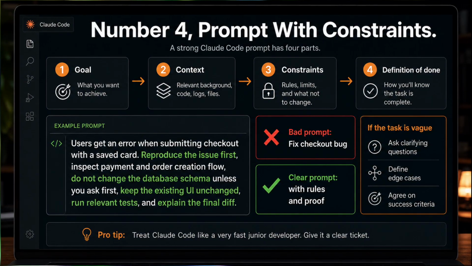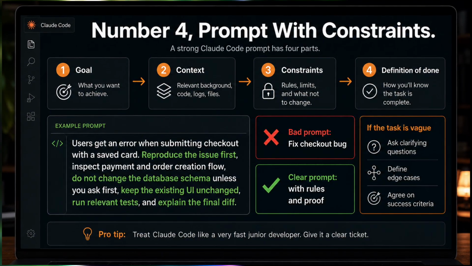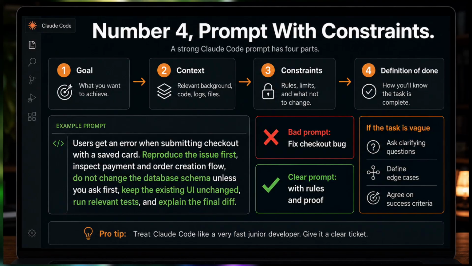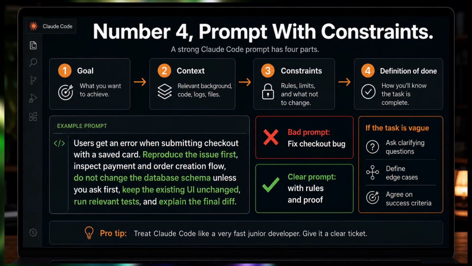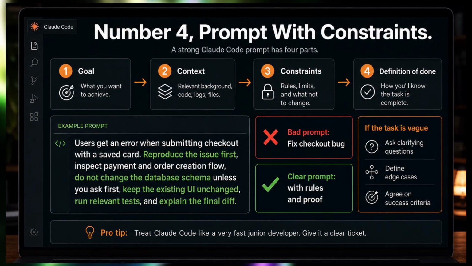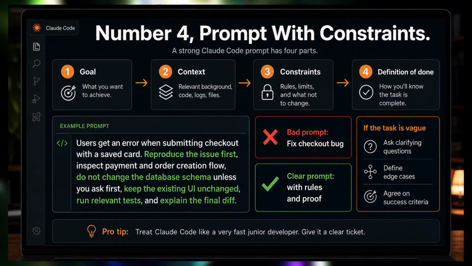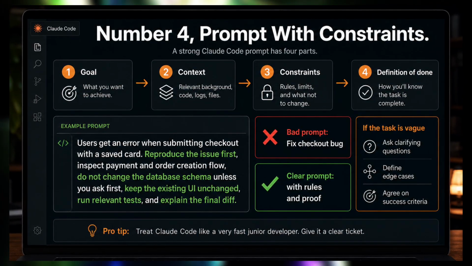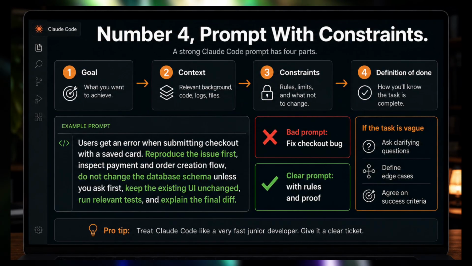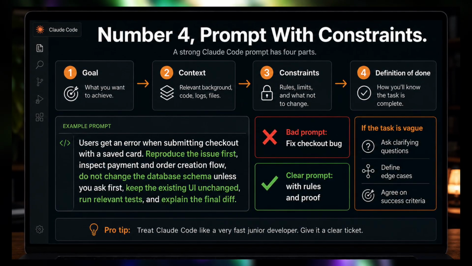Number 4. Prompt with constraints. A professional Claude Code prompt has 4 parts: the goal, the context, the constraints, and the definition of done. The goal says what you want. The context says what Claude needs to know. The constraints say what it must avoid. The definition of done says how it should prove the work is complete.